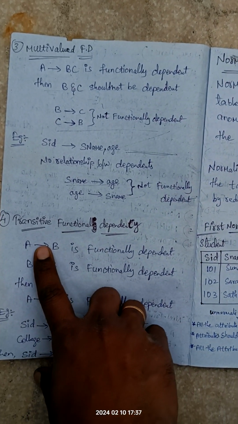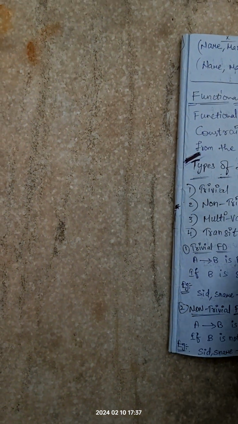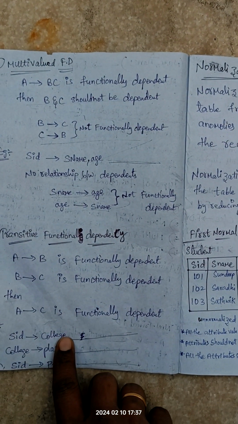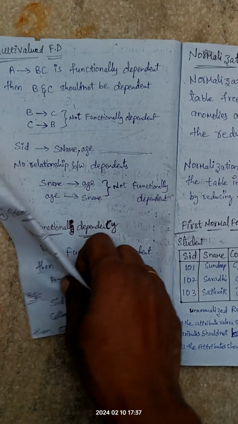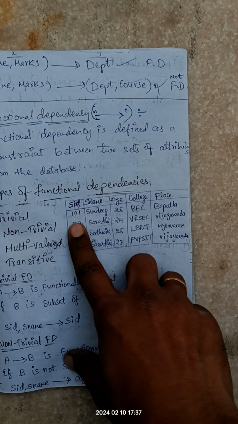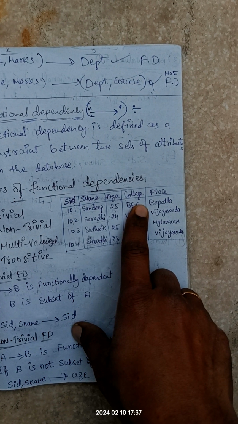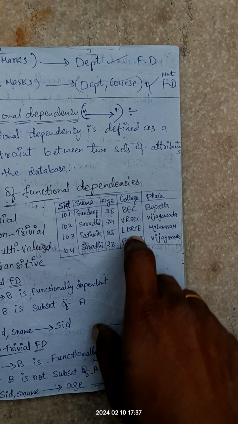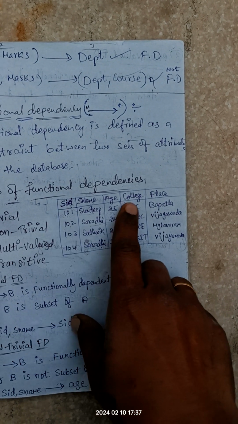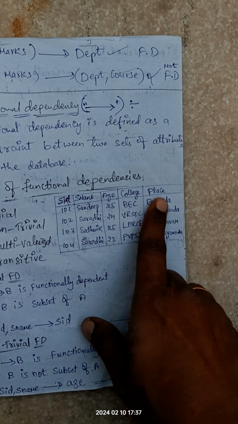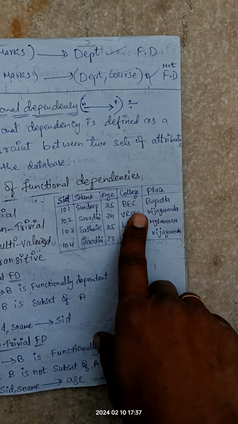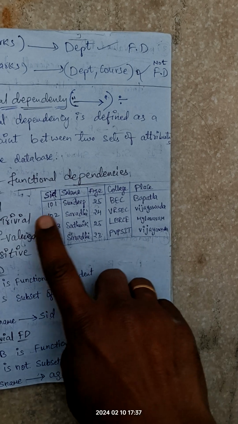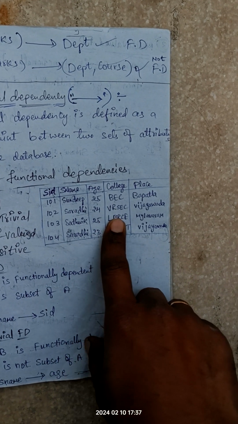So A tends to B, C. A is student ID, college, place. Here also, student ID tends to college is functionally dependent, and college tends to place is functionally dependent.